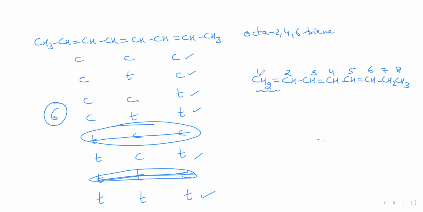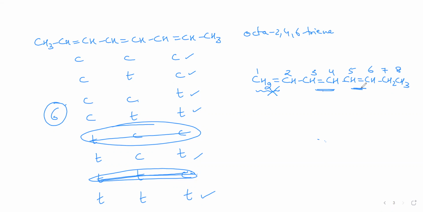It's a terminal alkene, no? The carbon has 2 hydrogens. If the carbon has 2 hydrogens, will there be geometrical isomerism on this double bond? You'll observe geometrical isomerism only here and here, but not here. Okay, terminal double bond, where the carbon has 2 same groups, that part will not show geometrical isomerism. Only these 2 double bonds.